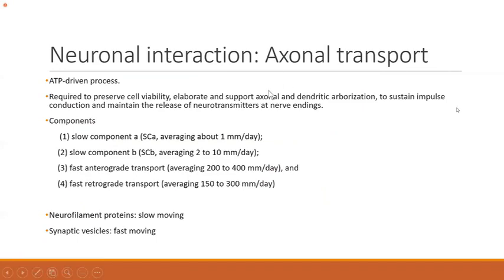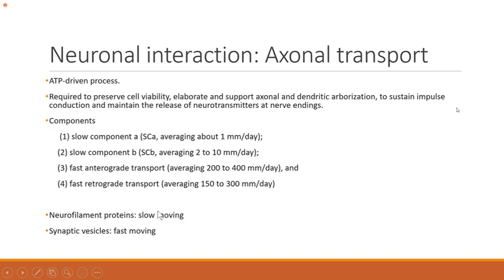Now, one more important thing: the axons need to interact with their target end organs, which may be muscles, skin, or glands. And the cell body of the neuron is required to send neurotrophic factors to the axon to maintain it. This is done by axonal transport, which is an active, ATP-driven process. It has a slow component and a fast component. The synaptic vesicles and their components are usually transported through the fast component, and neurofilament proteins are transported through the slow component.